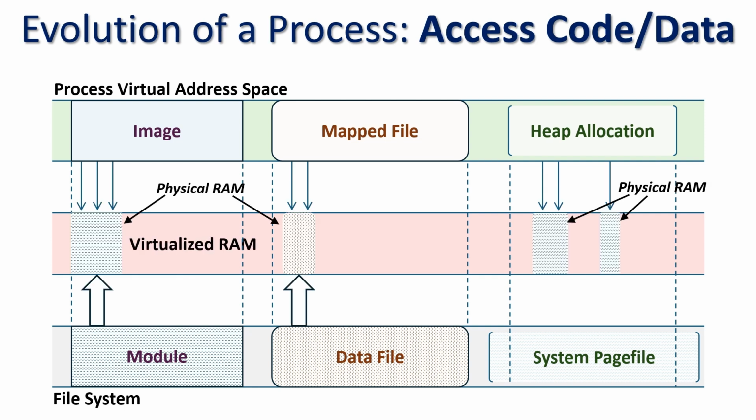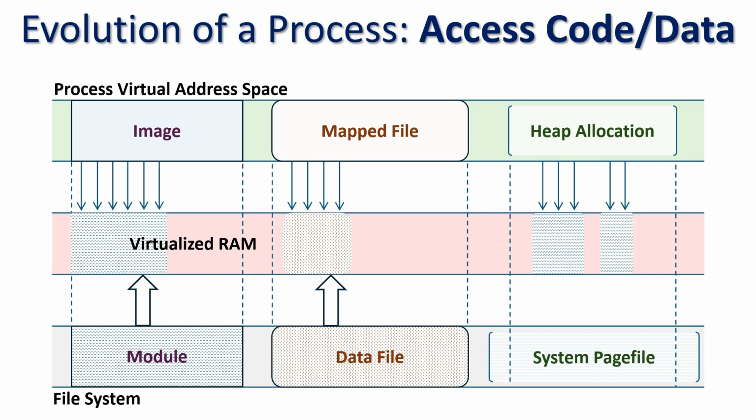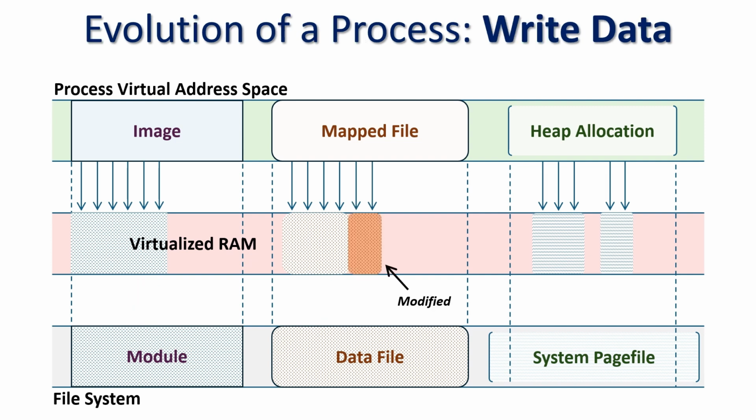Then, as code is executed and data is read or written, the actual bytes of code and data are paged in from the file system into physical RAM on demand. And as program execution progresses, more code and data is accessed, assigning more pages of physical RAM to the process. If our mapped data file is writable, then the modified part will eventually need to get written back out to the file system.